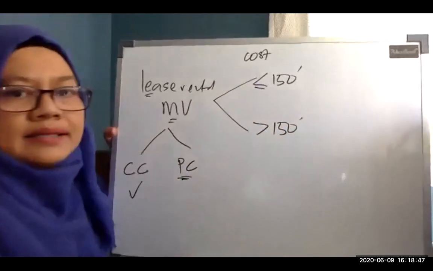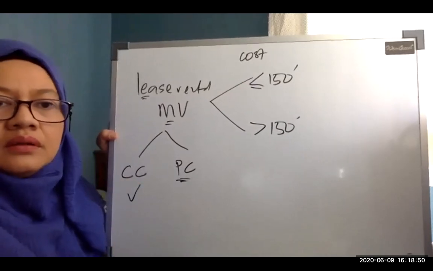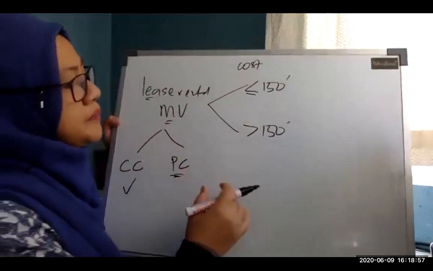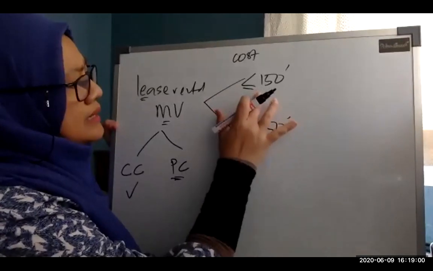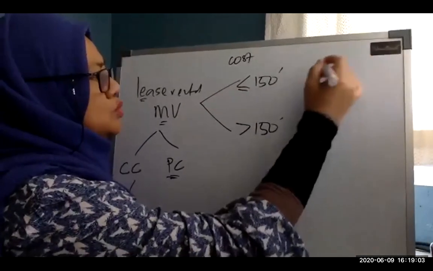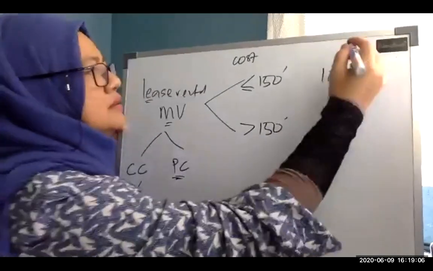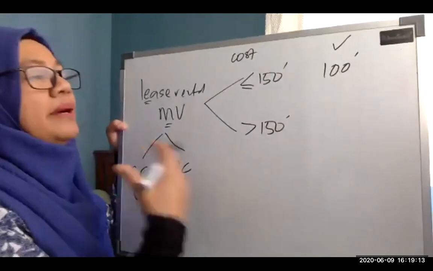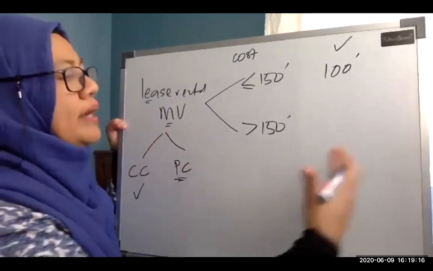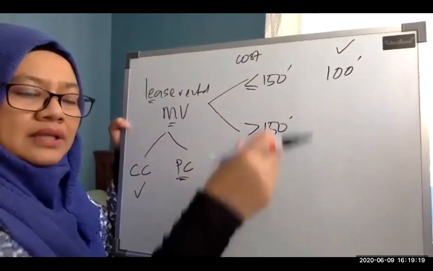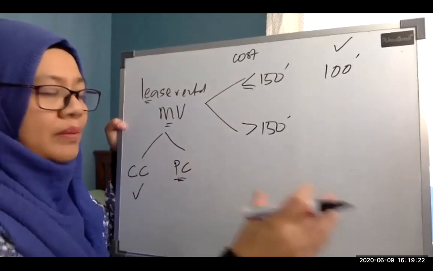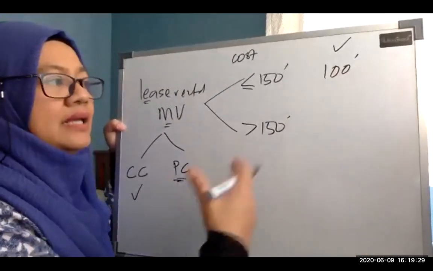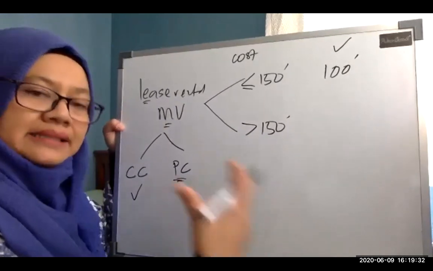I would say less and equal. 150,000 and below or anything more than 150,000, the cost of the motor vehicle. So kenapa tengok cost? Maknanya sekarang ni, if the cost of the motor vehicle is less than 150,000, then the lease rental is allowed up to 100,000. So how much have you paid? For the current year, YA 2019 for example, how much you pay and does that payment exceed or fall below 100,000? If it's below 100,000, it's still allowable. But if it has exceeded 100,000, then the excess is not allowed.